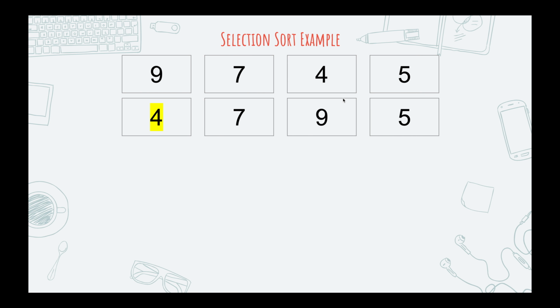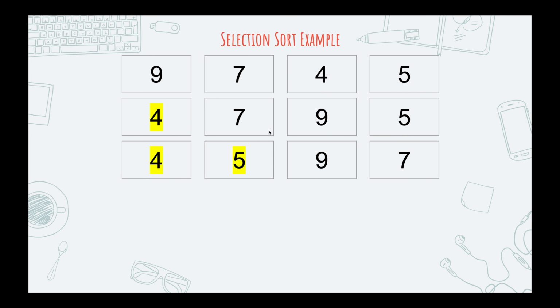So let's sort the next value. What value do we want at the second position, position 1? Well, 7 is the smallest value currently. 9 is greater than 7, so it's not going to be the smallest value. 5 is less than 7, so 5 is going to be the smallest value. So 5 is going to swap places with 7. Now, one half of our array is sorted while the other half is not sorted.